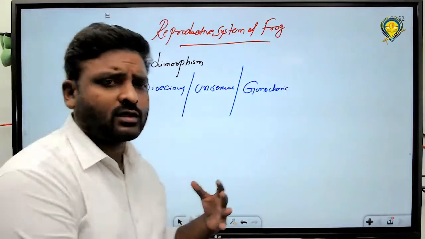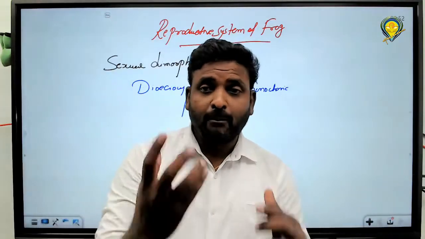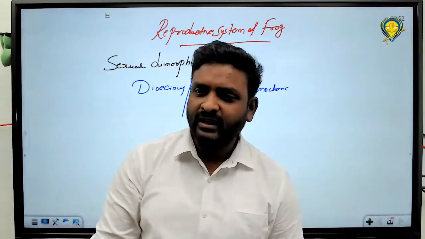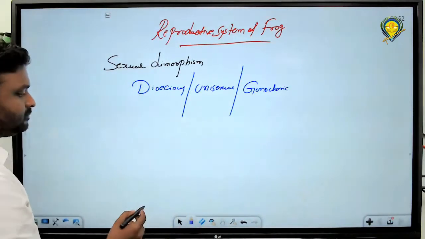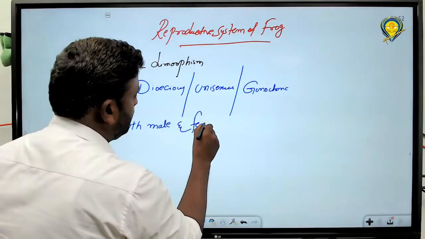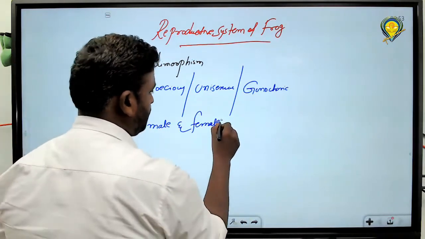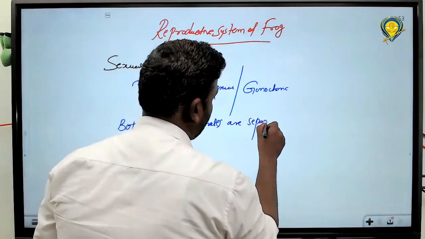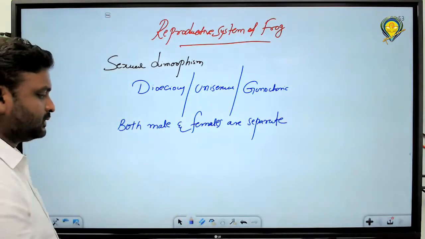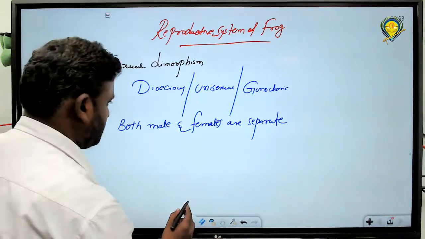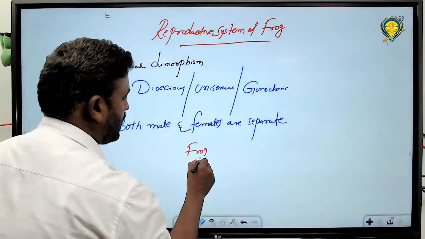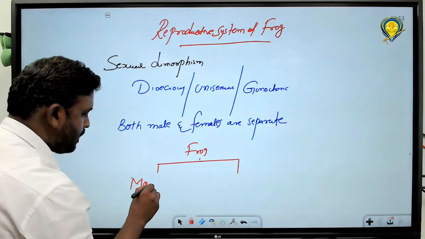The next one, how could you distinguish both male and female? You know very well about the frog which is giving sounds with the help of vocal sacs. Those are male frogs. Right? Those are male frogs. Good. Both male and female organisms are separate, right? So before going to that, we have to discuss both frogs.